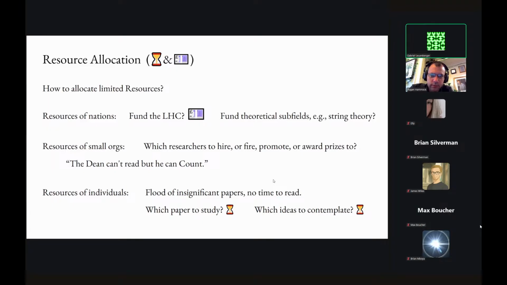At the top and at the bottom, it's important because there are so many of these people taking these decisions, right? And then the dean can't read, but he can count. That's a saying that captures that a little bit. So how to allocate these resources intelligently?